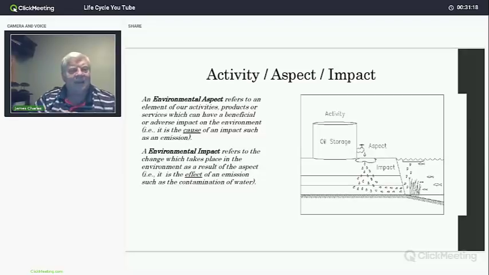Most organizations I deal with are manufacturers. They have a few aspects related to their products. Most of their aspects are related to their activities. So here again is an activity, which is oil storage. The aspect is the potential for there to be a leak or spill. And then the impact would be land or water pollution.